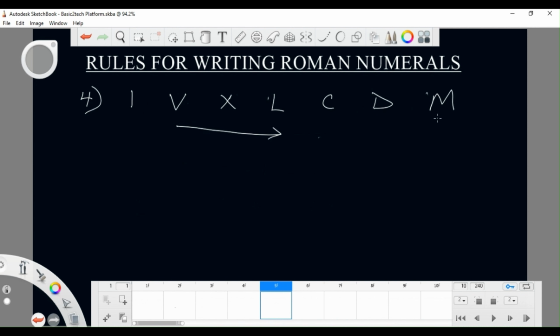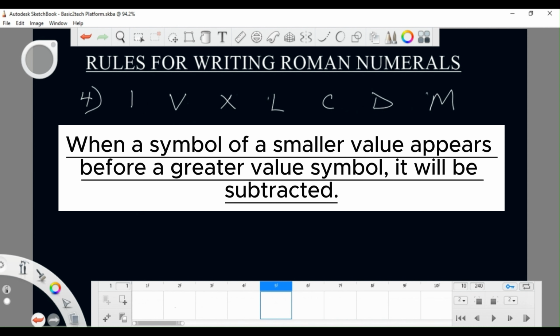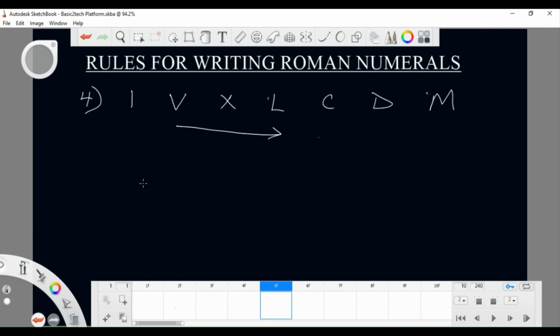Now, when you have a smaller number placed before a larger number, or a small number placed to the left of the larger number, for example, we have IV, this I is a smaller number coming before the bigger number. In this case, we subtract. So it becomes what? The large number, which is 5, minus the small number, which is 1, that gives us what? 4. So IV is 4.